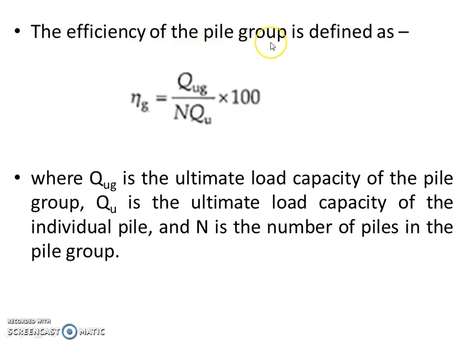The efficiency of the pile group is defined as eta g equal to QUG divided by N into QU into 100, where QUG is the ultimate load capacity of the pile group, QU is the ultimate load capacity of the individual pile, and N is the number of piles in the pile group. So if we are asked to find group efficiency, we can use the equation QUG divided by N into QU multiplied by 100.